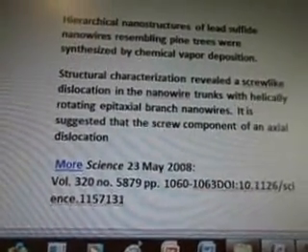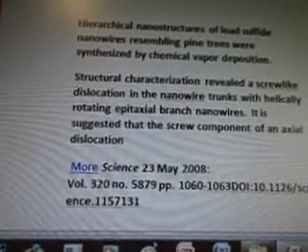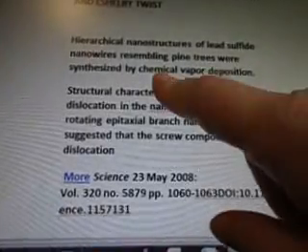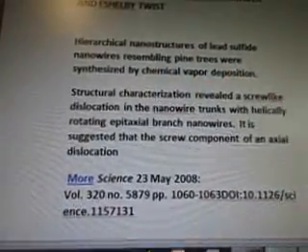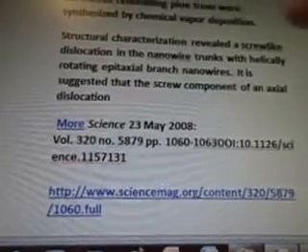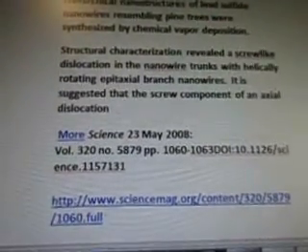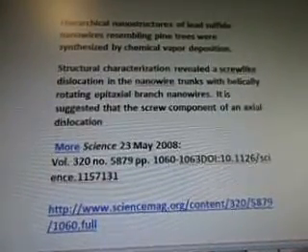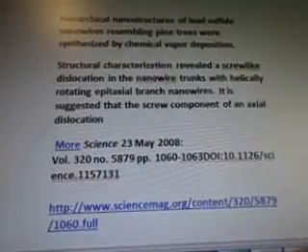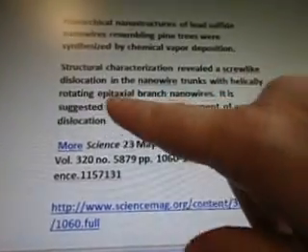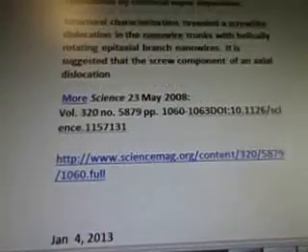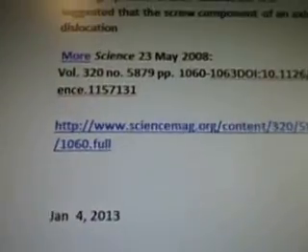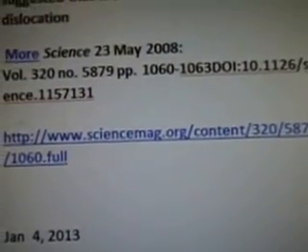Hierarchical nanostructures of lead sulfide. Nanowires resembling pine trees were synthesized by chemical vapor deposition. Remember, chemical and vapor. Okay? Keywords with our nanowires. That's for the long distance device. Okay. Structural characterization revealed a screw-like dislocation in the nanowire trunks with helically rotating epitaxial branch nanowires. So we have rotation, and we want a rotation in our ship, right? It is suggested that the screw component of an axial dislocation. That's from May 2008, sciencemag.org. Okay, there's the link there.